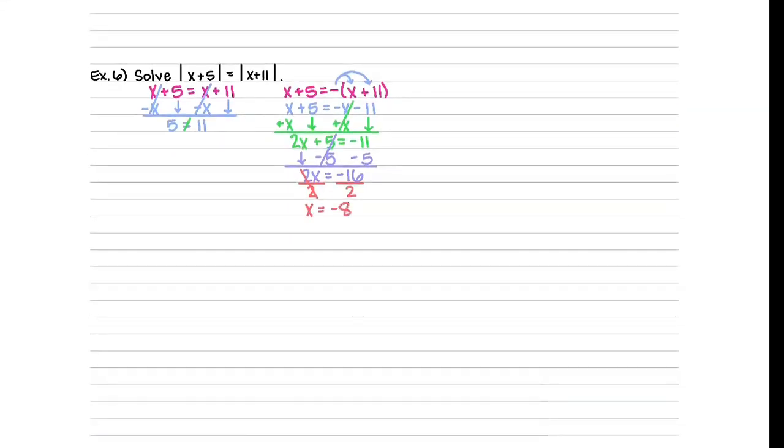Now look back at your equation. My x is inside absolute value bars, so it is okay that it's a negative. So your only solution for this one is the negative 8.